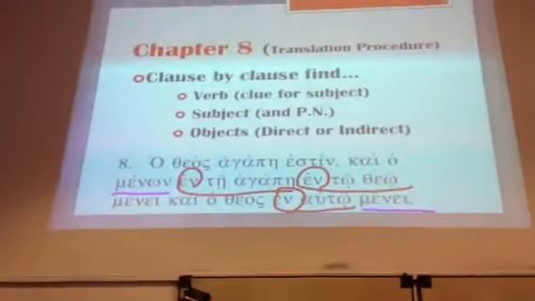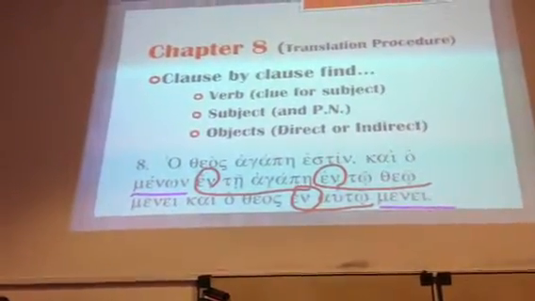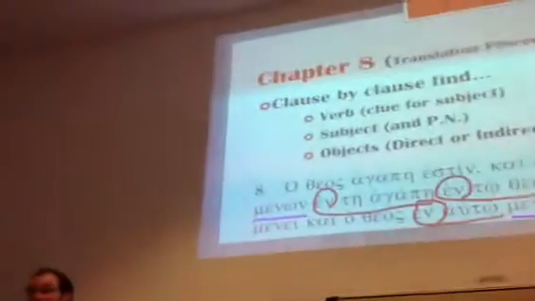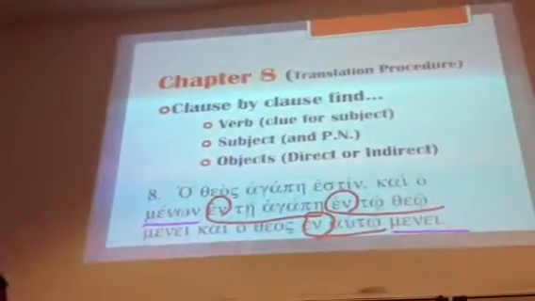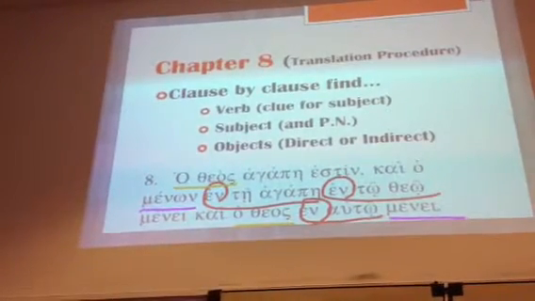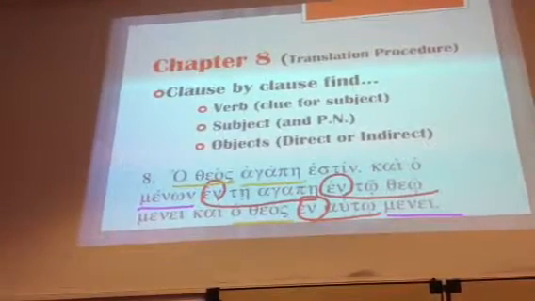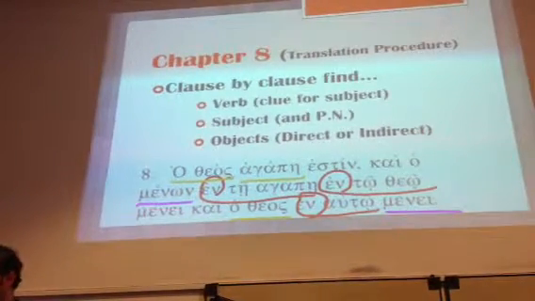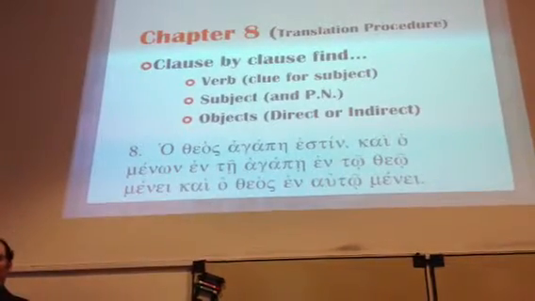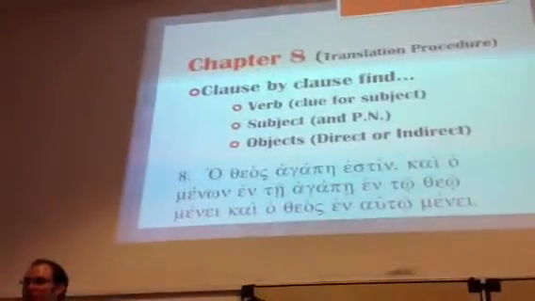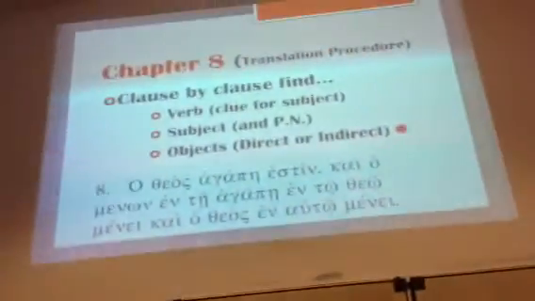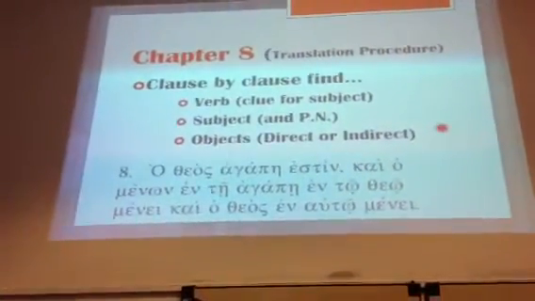Then I hunt for subjects and predicate nominatives. Now, what case are subjects and predicate nominatives going to be in? Nominative. Predicate nominative, and the subject is nominative. So here's θεός. Ἀγάπη. Okay, so everything is ἀγάπη and θεός. So what are we dealing with if everything is nominative and then I've just got a bunch of prepositional phrases? There's nothing here that's in the accusative, so there are no objects of any kind, direct or indirect. There's no dative object and no accusative cases in this sentence.